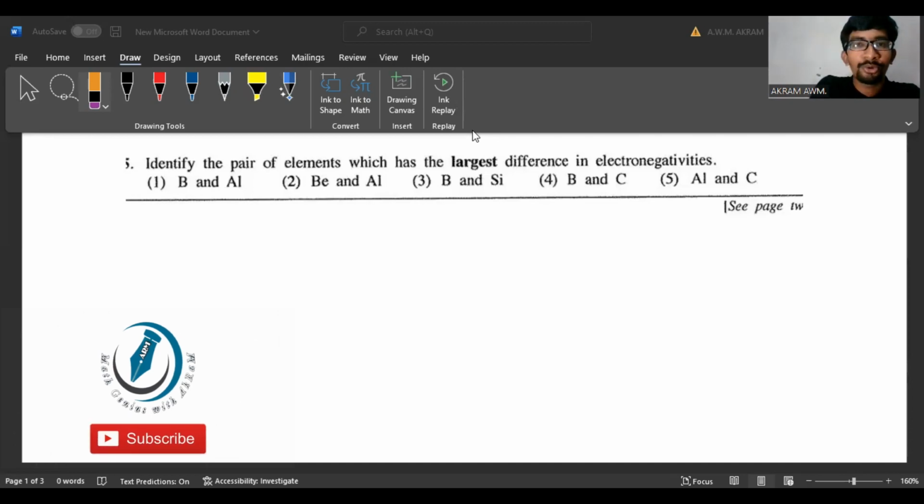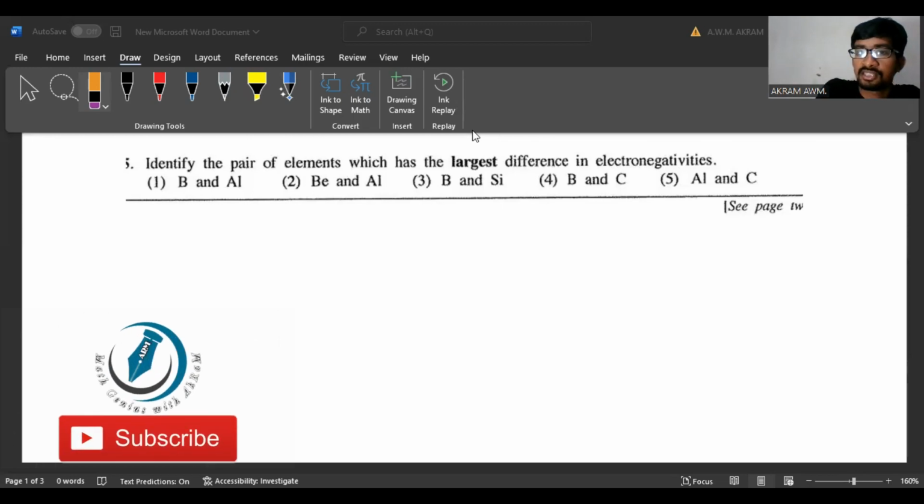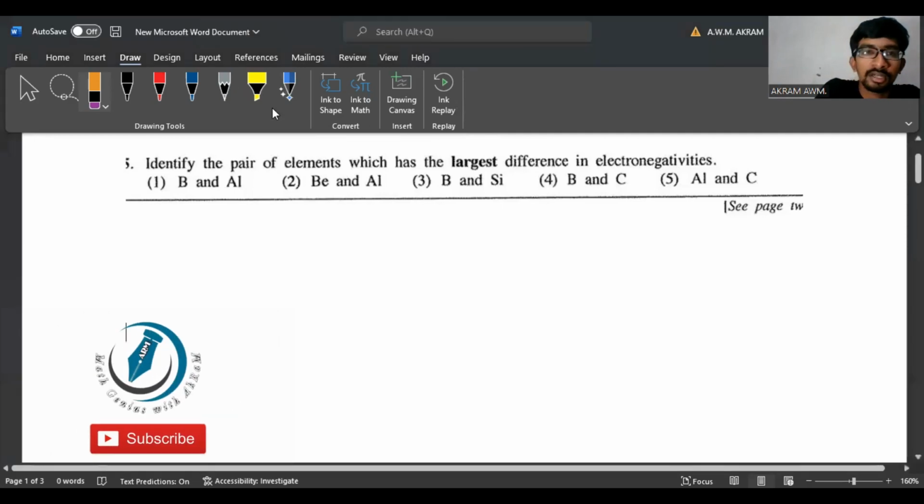From today, we are going to clarify the doubts of students in chemistry. One of my students, Fatima Afruz, who studies at Kandi Mahamaya school, sent this question. I will clarify this question today in this class. First, we will read the question: identify the pair of elements which has the largest difference in electronegativities.